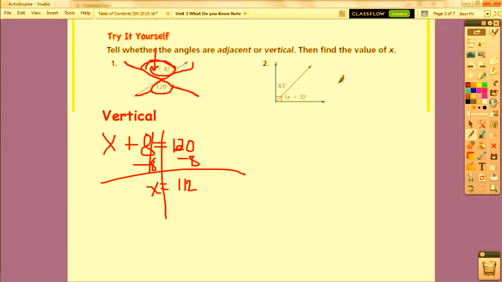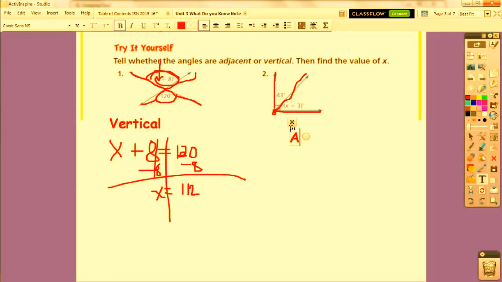Number 2, we need to decide if these are vertical or adjacent. So I see a 43-degree angle. I also see another angle that is called x plus 3. Now notice they share a side and a vertex. So those two angles are adjacent. Okay, then we also have to solve for x.